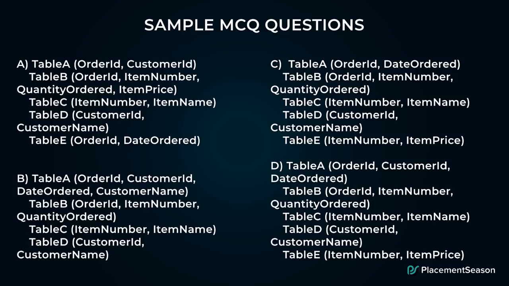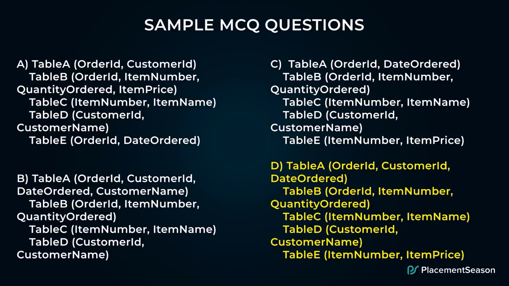Let's look at option D. It is more or less similar to option C. The only thing is table A has customer ID included: order ID, customer ID, date ordered. Table B has order ID, item number and quantity ordered, and table C, item number, item name, and table D, customer ID, customer name, and table E, item number, item price. So the answer will be option D.